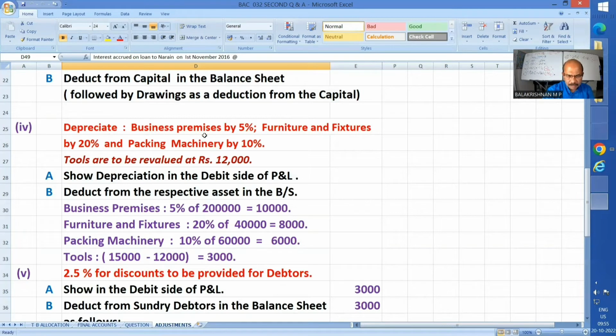Depreciate business premises by 25%, furniture and fixtures by 20%, and packing machinery by 10%. Tools are to be revalued at rupees 12,000. This is also a way of telling depreciation. They have told that the existing value of the tools is 15,000. It should be revalued to 12,000, meaning the difference is depreciation. All other things are properly calculated here. Okay. Fine.